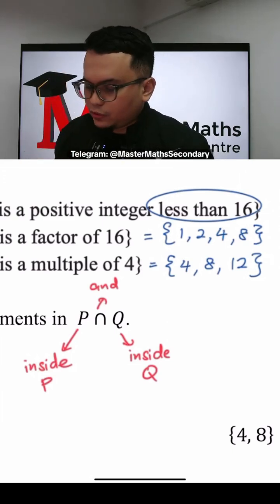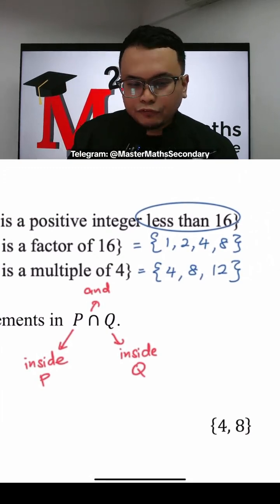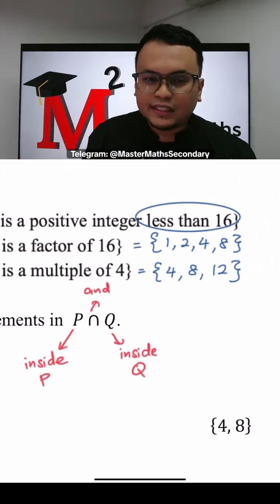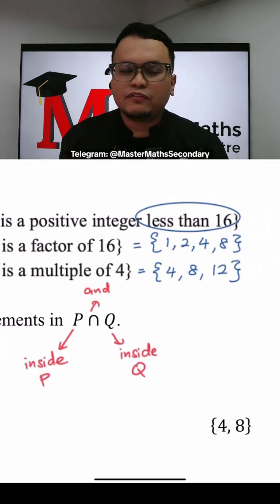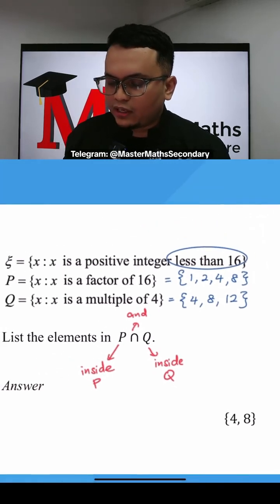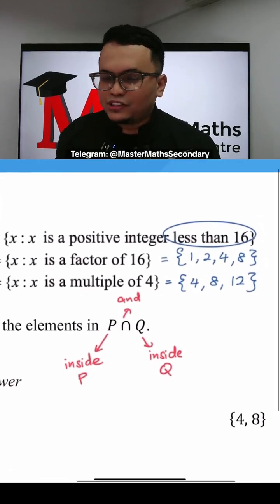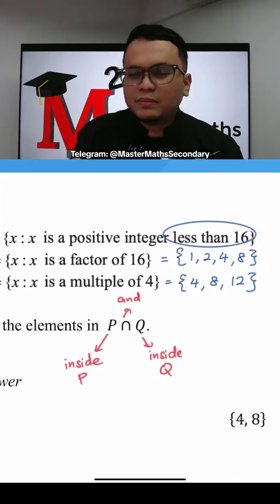So only these two numbers, 4 and 8, fulfill these two conditions. It is inside the set P. You also find it in set Q. So 12 cannot be included because 12 is not found in P. You don't have 1 and 2 in Q, so we cannot include 1 and 2. And obviously 16, I mentioned just now, is not even in the universal set, so it cannot be an element that we discussed for this question.